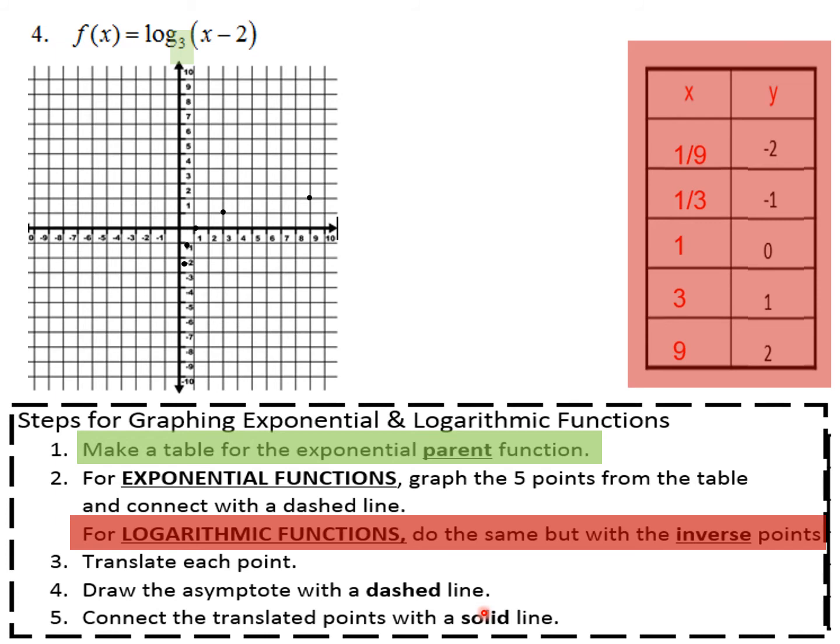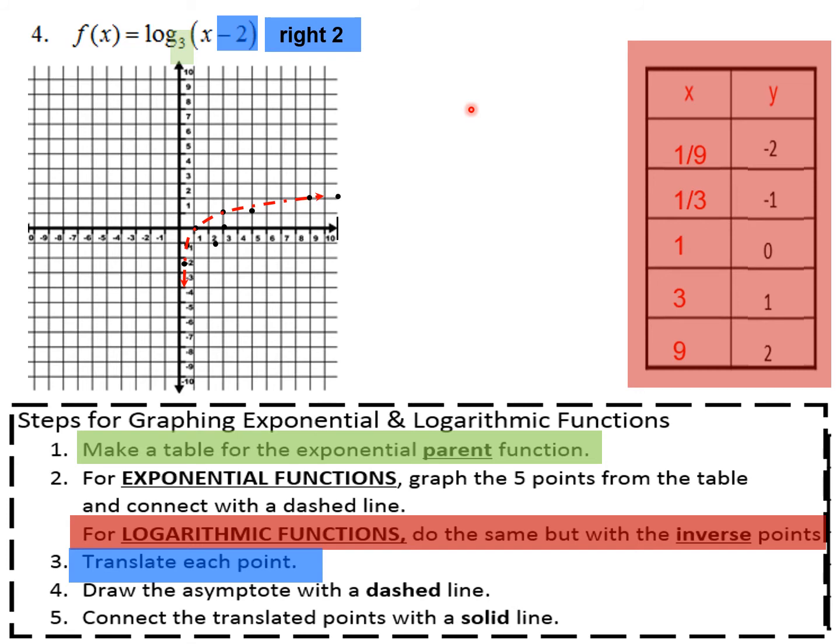We are going to go ahead and graph those points. 1/9, barely going over and then going down 2. 1/3, down 1. 1, 0, 3, 1, and 9, 2. We are going to connect those. So now this says that it shifts over 2 units. Which way does it shift over 2 units? You got it. It shifts to the right.